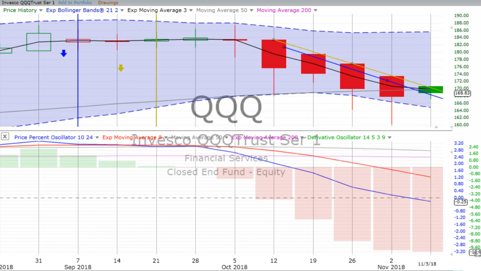Now, QQQ was down for the day. Now, you don't see that in the first candle for the week. Again, these are Heikin-Ashi candlesticks.